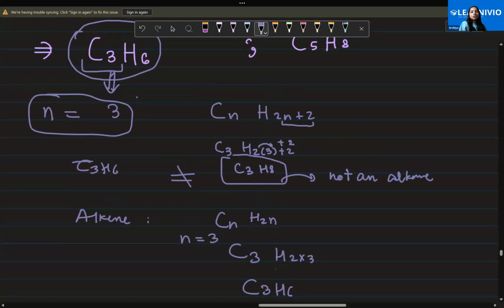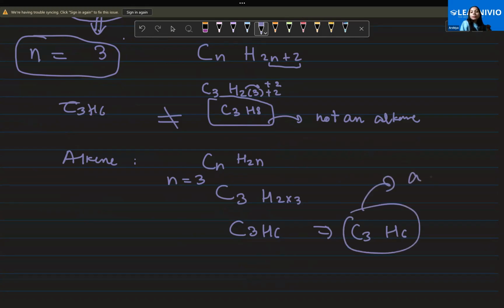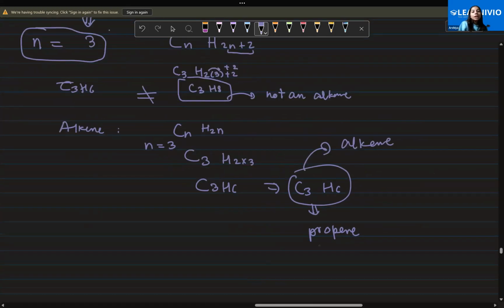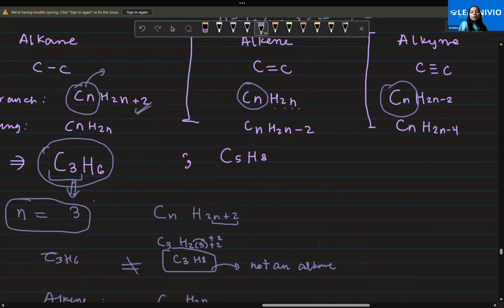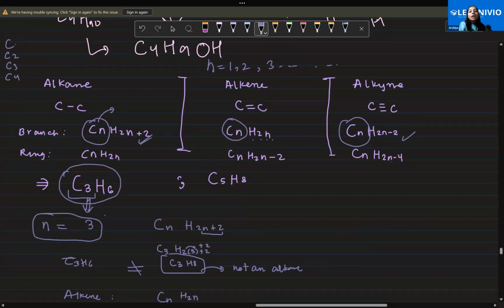C3H6. And they gave us in the question C3H6, right? Yes, ma'am. It's equal. So that means this is an alkene, an alkene with 3 carbons. And what is the alkene with 3 carbons? Propane. Propene. Propane is with a single bond, propene is with a double bond. Yes, ma'am. Propene.